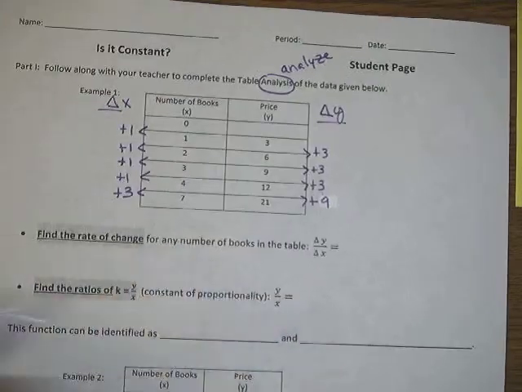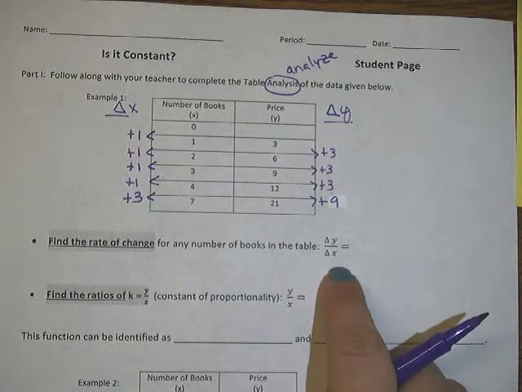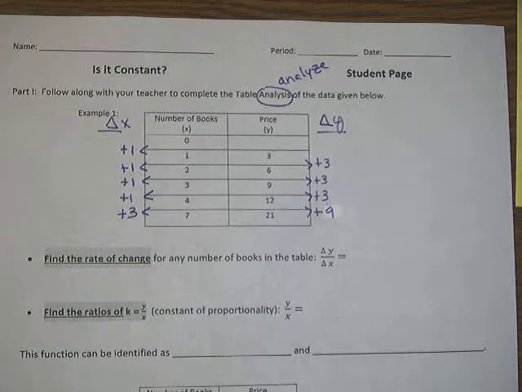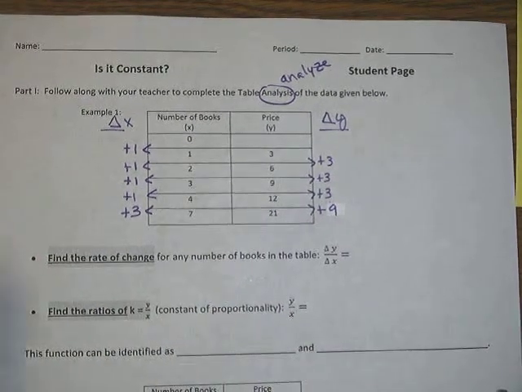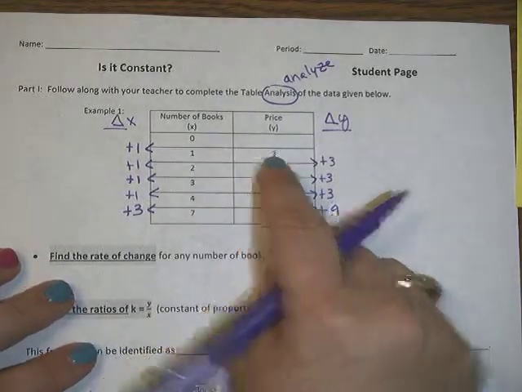So let's look. And it says to find the rate of change. Look at your notes that we just did. How do you find the rate of change? What do you do? Yeah, it tells you right here, delta of y over delta of x. So let's take the first one.